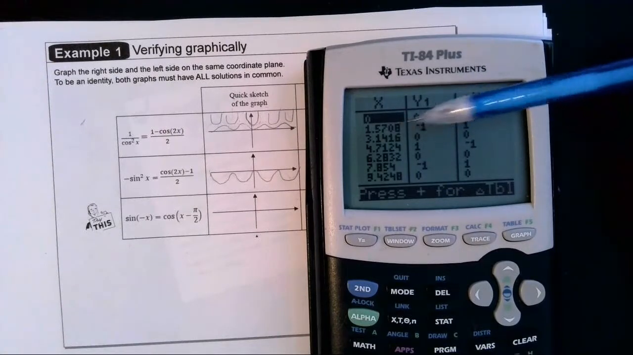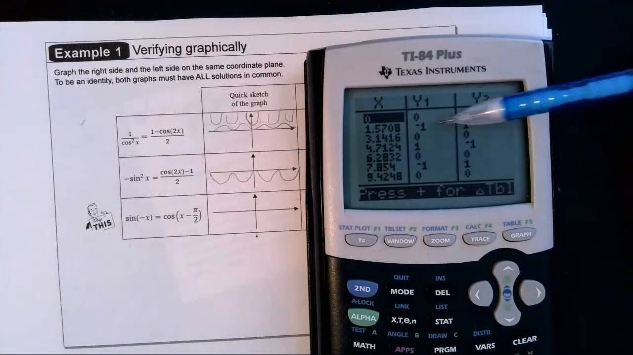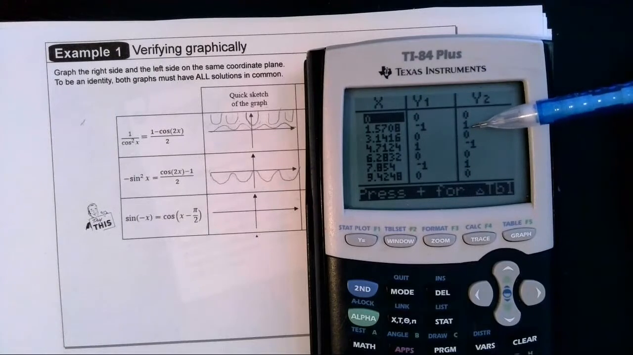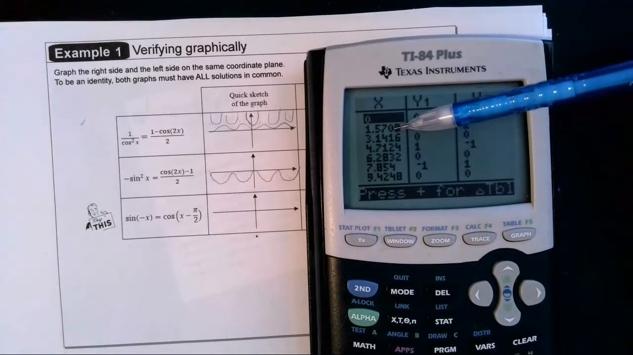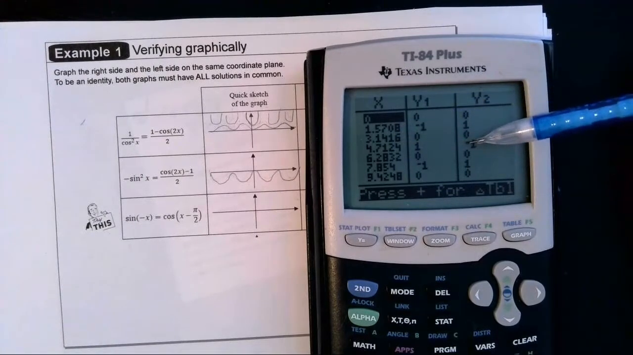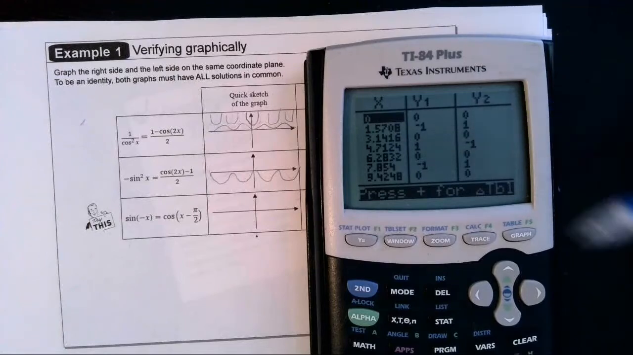But at pi over 2, they have different values, right? -1 and +1, so they're not intersecting at pi over 2. At 3 pi over 2, same thing, right? 1 and -1, so they're not intersecting there either.